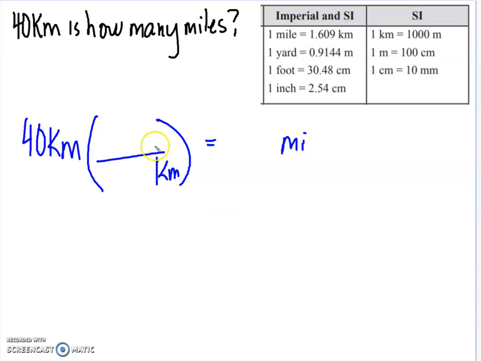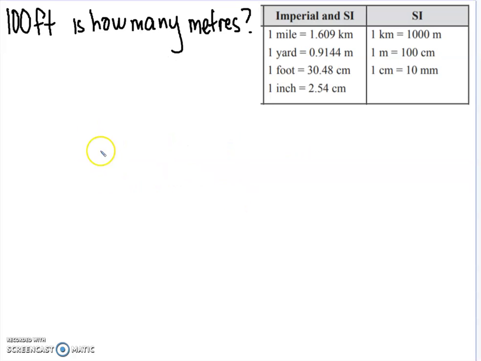So we need to cancel out kilometers and end up with miles. And there's a direct relationship. 1 mile is 1.609 kilometers. So I'm going to take 40 and I'm going to divide by 1.609. I'm going to end up with 24.86 miles. And again, it doesn't indicate where to round to. So I'm going to round to 2 decimal places, or to the 100th.